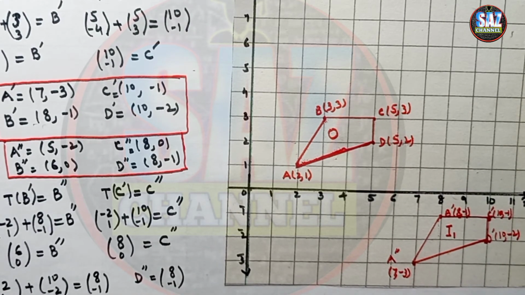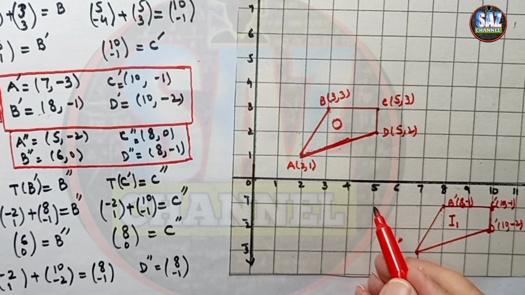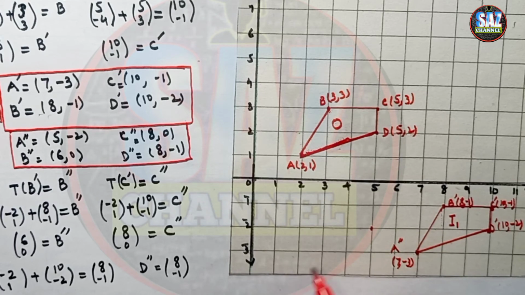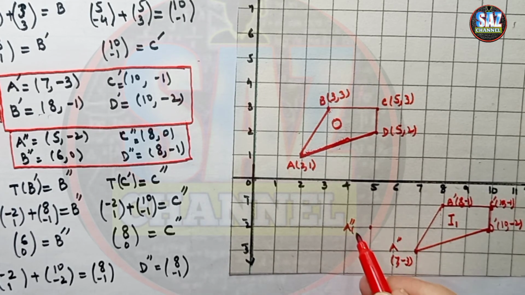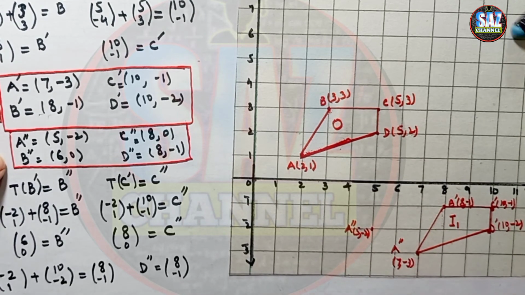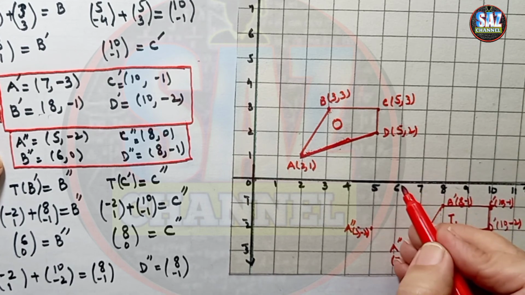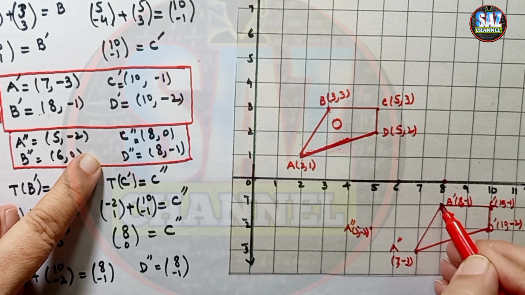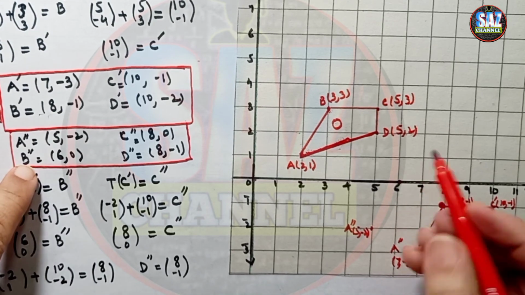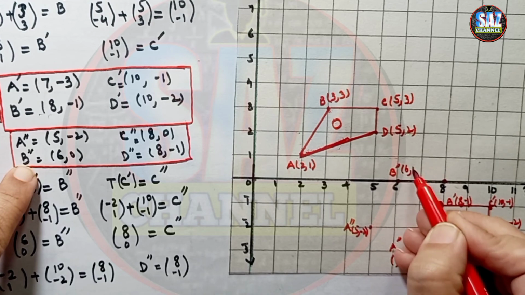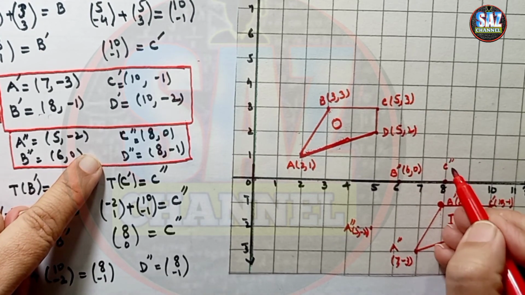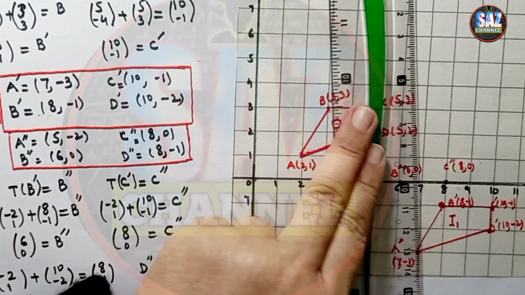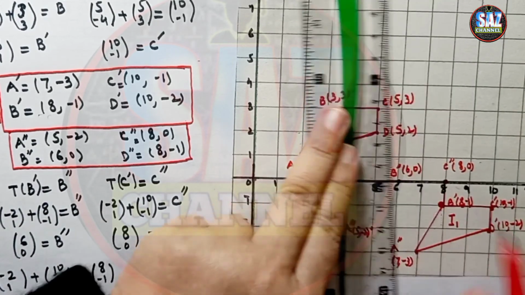And then the final image. A double dash, 5 with minus 2, is coming at this place. B double dash, 6 with 0, will be coming at this place. C double dash is 8 with 0, and D double dash is 8 with minus 1. Let me join the points with the help of ruler and enjoy your geometry work.